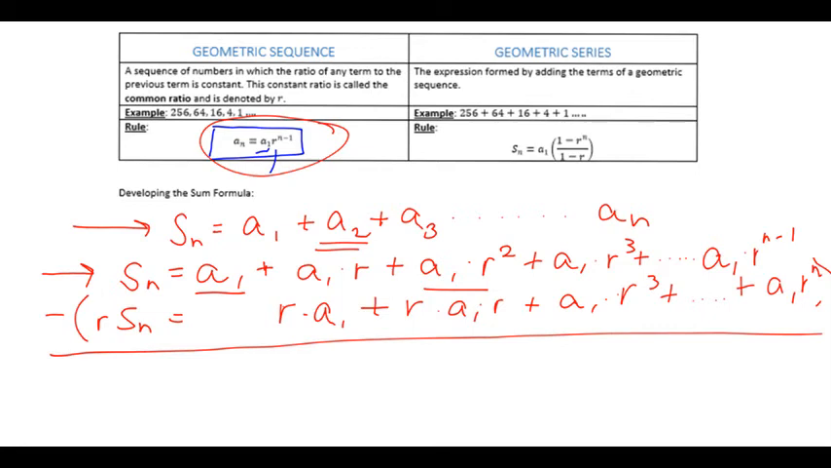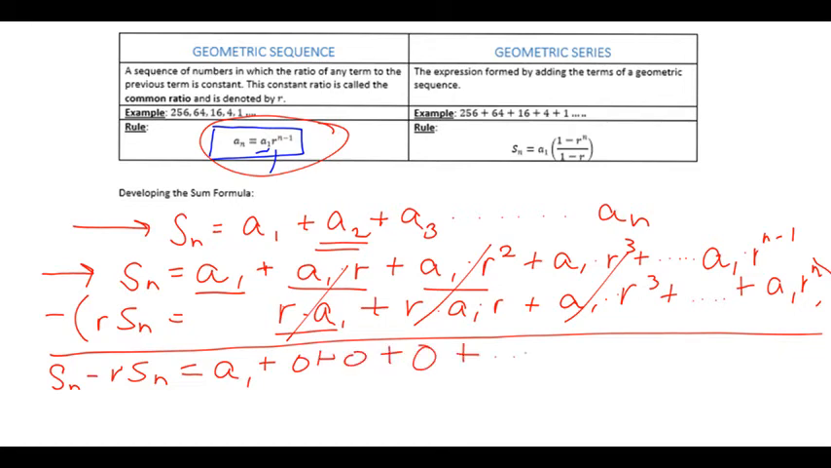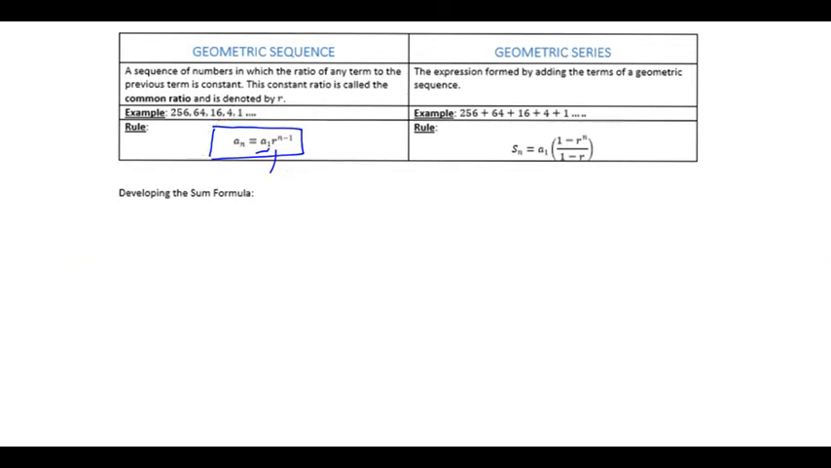And that gives me S sub n minus r times S sub n is equal to the first term. And then if I take this term and subtract off that term, those cancel. These two terms are the same. Those are going to cancel. Those are going to cancel. So those are all zeros. And that will continue to happen all the way up until the very last term that doesn't cancel, a sub 1 times r to the n power.